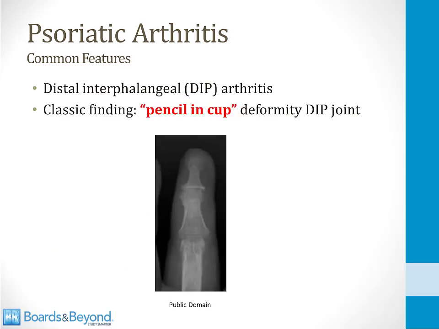There is a classic hand x-ray finding in psoriatic arthritis. It's called the pencil and cup deformity of the DIP joint. So remember, the DIP joint is commonly involved in psoriatic arthritis, and the distal phalanx can become narrowed like this one is here.